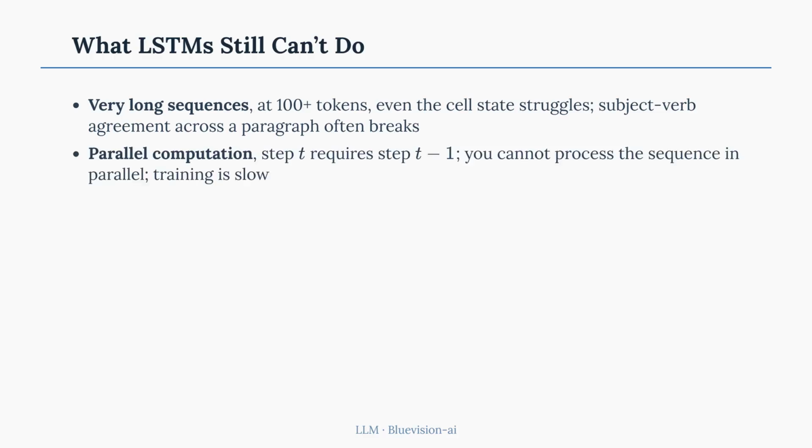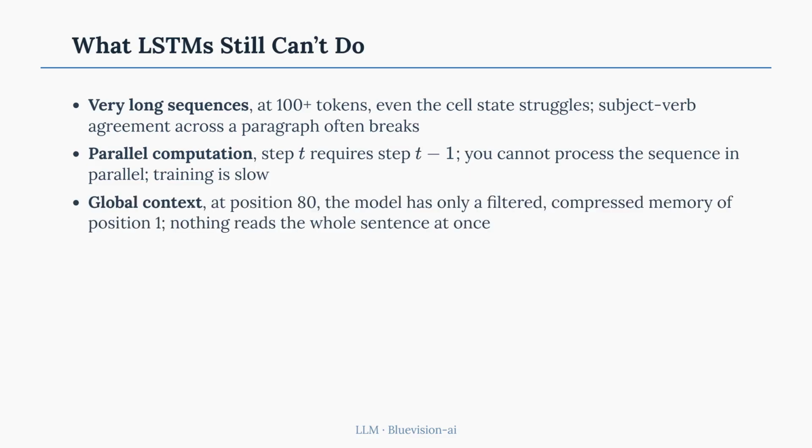Parallel computation is impossible. Step T requires the output of step T-1. You can't process position 5 until you've processed positions 1 through 4. That means training on GPUs, which are built for parallel computation, is fundamentally inefficient. Training a large LSTM is slow. Global context doesn't exist. At position 80, the model has only a filtered, compressed memory of what it read at position 1. Nothing reads the whole sentence at once and lets every word talk to every other word directly.